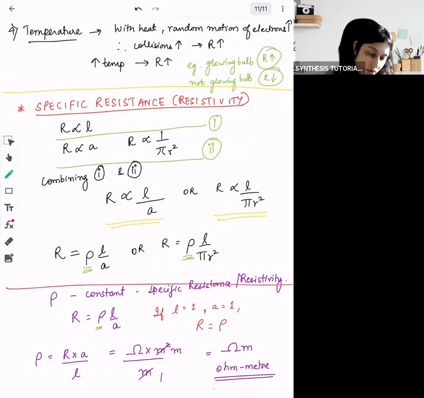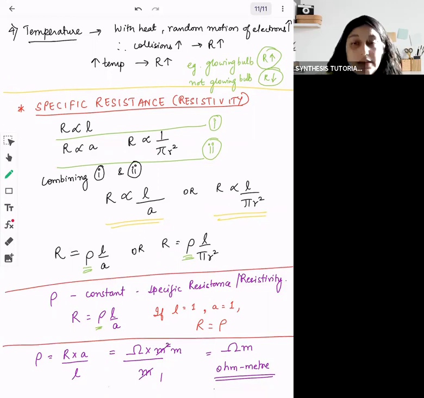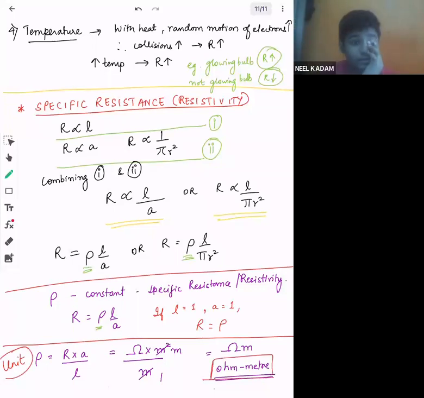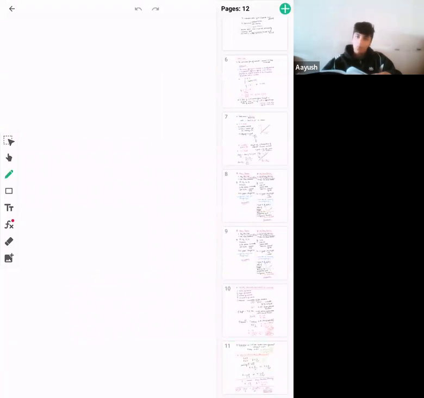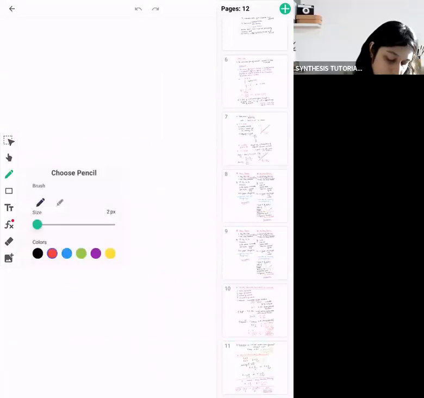Okay, oops, sorry, just cancel it out. These are two different sections. Have everyone written this? This is the unit. Yes, miss. Meter. Okay. Now on the next page we'll just finish writing the definition of specific resistance.